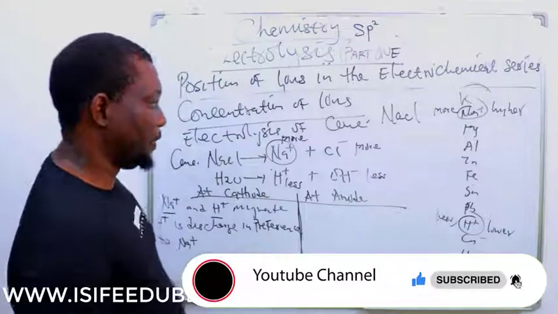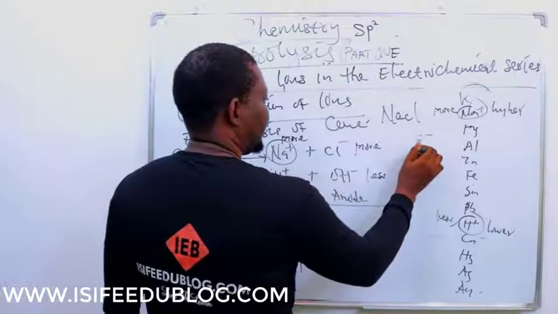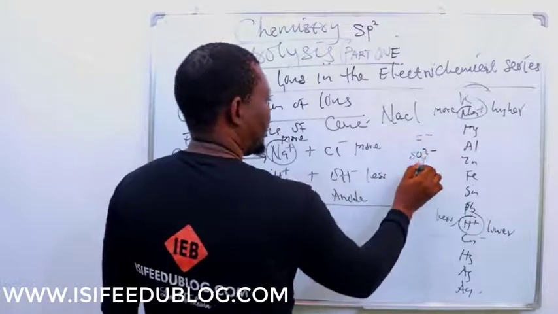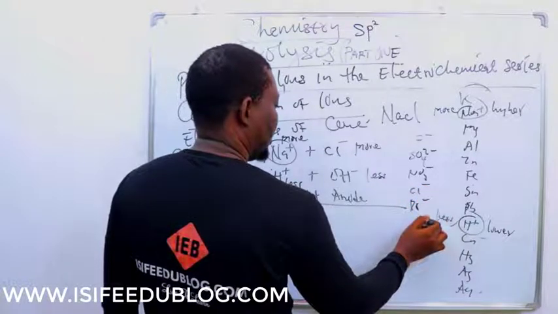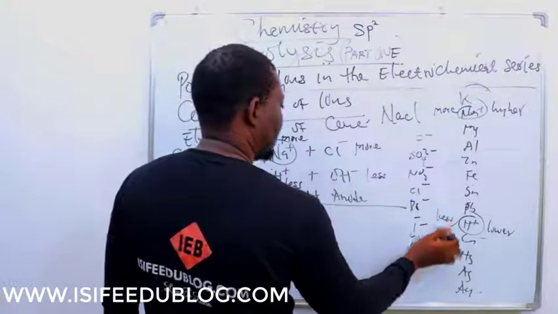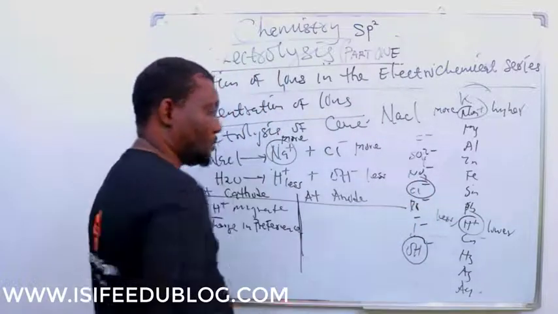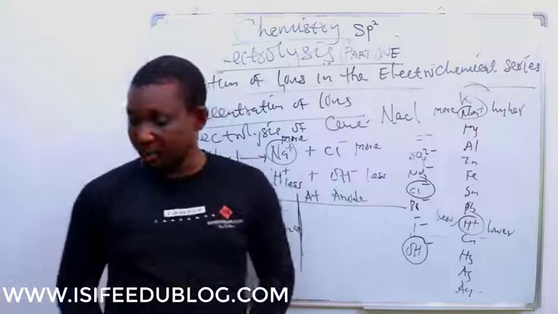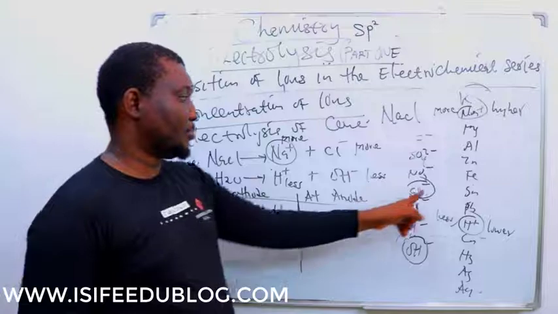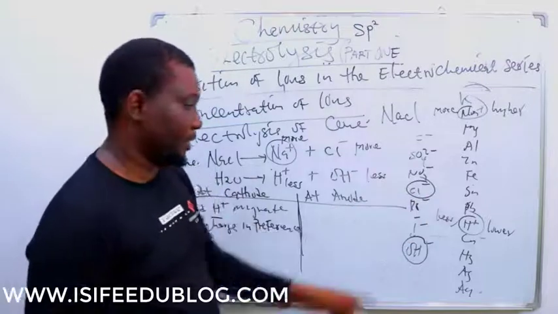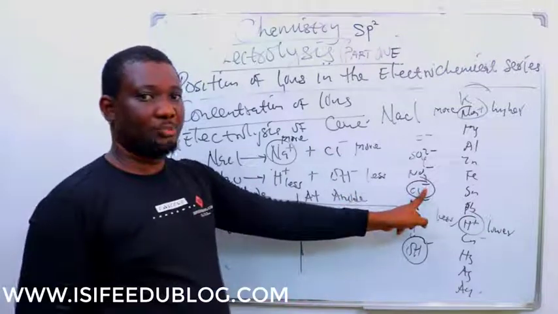But if I come to the anode now, I'm going to have some of the ions arranged: F-, SO4 2-, NO3-, Cl-, Br-, I-, OH-. Look at chlorine and look at OH. Somehow, the two ions are not too far from each other. They are in close proximity. But for the fact that chlorine is more concentrated than OH- in this electrolysis, chlorine is discharged, basically.